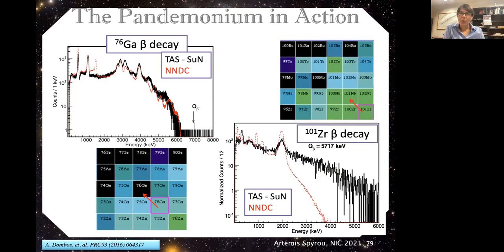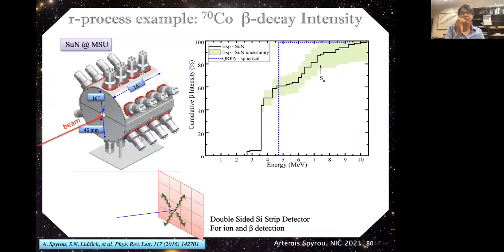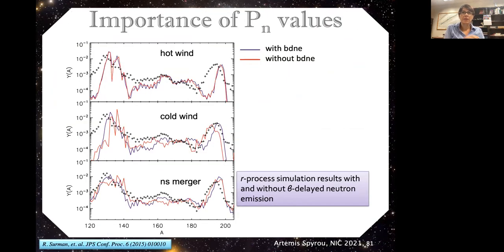If you go further away from stability, so here is zirconium-101 going into niobium-101, then you can see that there's a huge difference between what is known in the literature and what you would get with a total absorption spectrometer. So this motivates, it shows that it's very important to measure with these large size detectors. Even though we don't get all the detailed information on the spectroscopy, we still get the full picture on the beta decay intensity, which is important. I think I'll skip this for now.